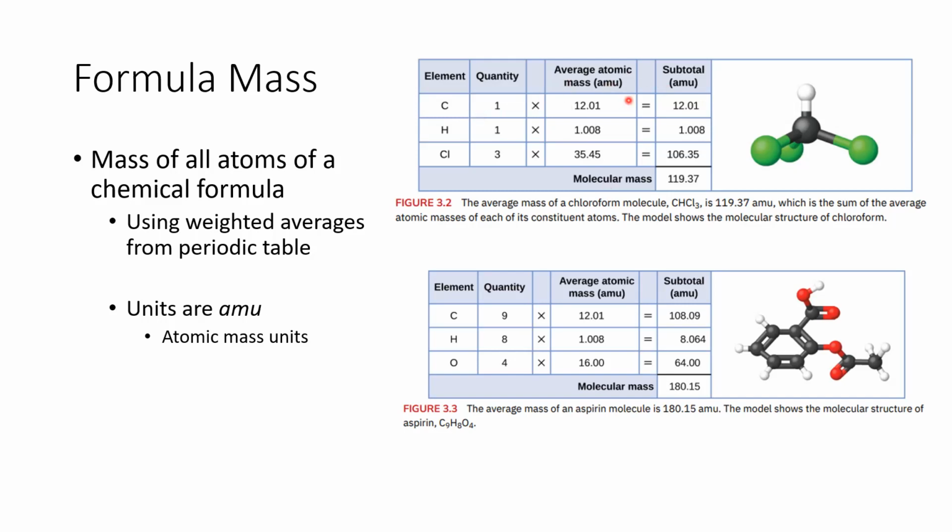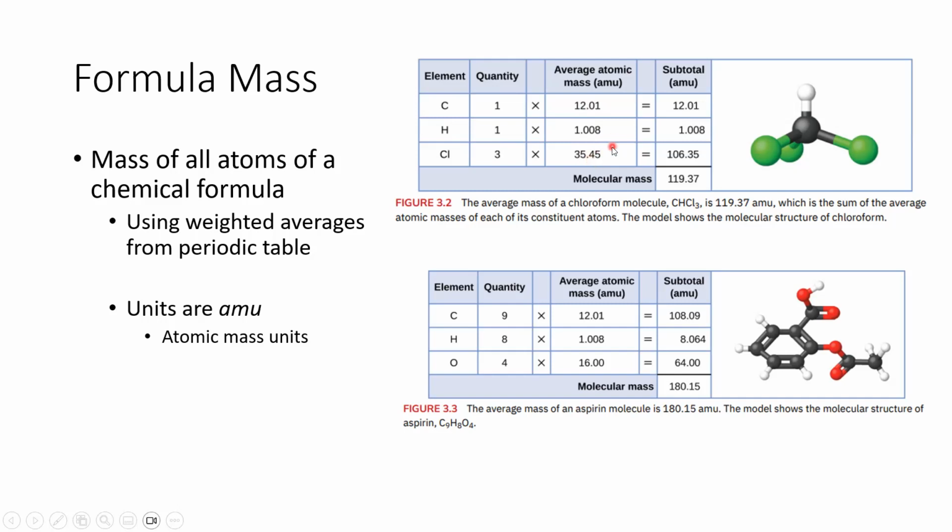What I would recommend when you're doing a calculation like this is for each element in that substance, so carbon, hydrogen, and chlorine for the first one, carbon, hydrogen, and oxygen for the second one, have a separate line so we can keep track of how many atoms of each of those elements we have. And then the average atomic mass is just coming from the periodic table. So for carbon 12.01, hydrogen 1.008, chlorine 35.45.